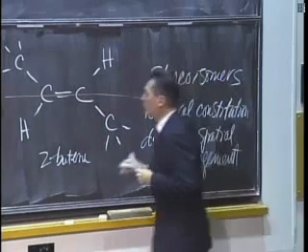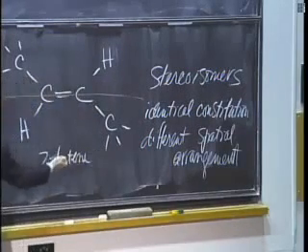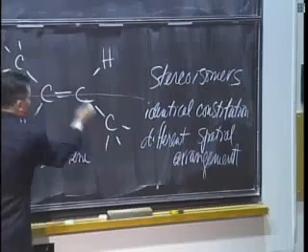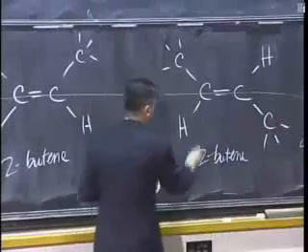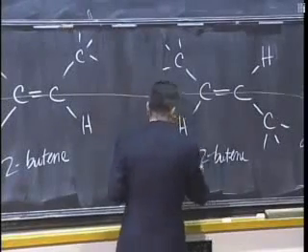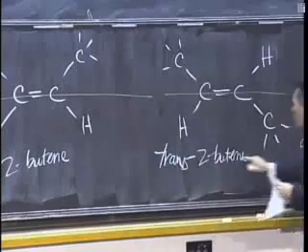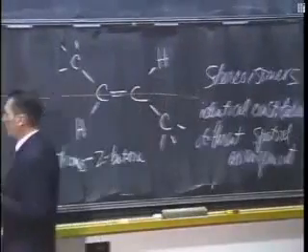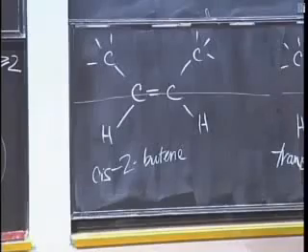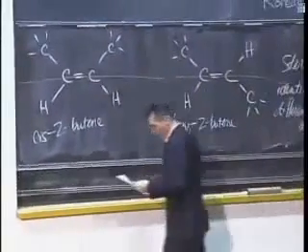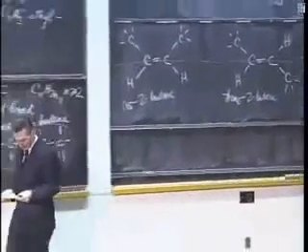And so we've got labels on this. The one on the right, to indicate that the various groups are on opposite sides of the double bond, is called trans. So the structure on the right is trans-2-butene, where the one on the left is cis-2-butene. So now we've met stereoisomers.